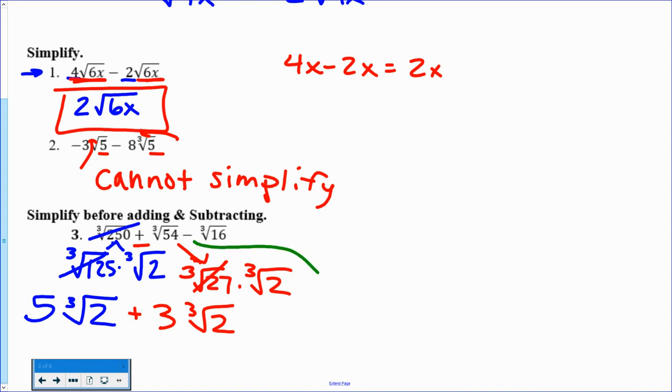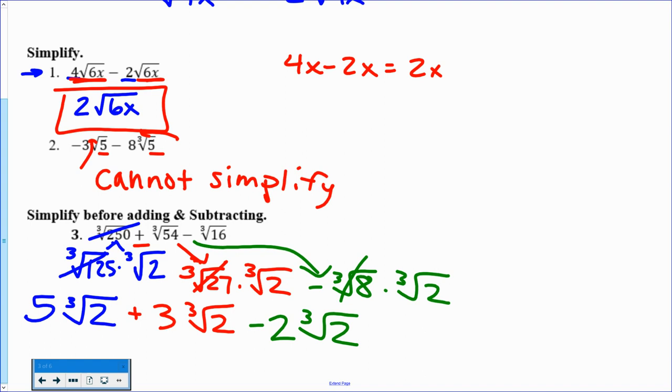Okay, my last one I'm going to put over here. I'm subtracting, so don't forget that. I'm going to break up the cube root of 16 into the perfect cube 8 times the cube root of 2. 2 times 8 gives me 16. What is the cube root of 8? That would be 2 cube roots of 2.